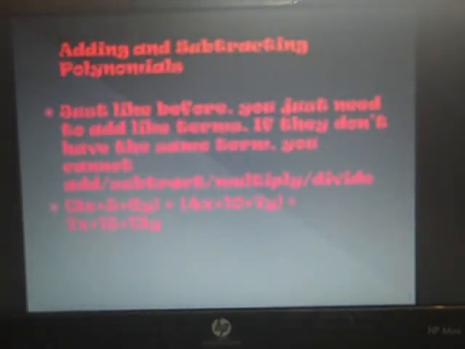Adding and subtracting polynomials. Just like before, you just need to add like terms. If they don't have the same term, you cannot add, subtract, multiply, or divide. For example, the quantity of 3x plus 5 plus 6y, add the quantity of 4x plus 10 plus 7y equals 7x plus 15 plus 13y.